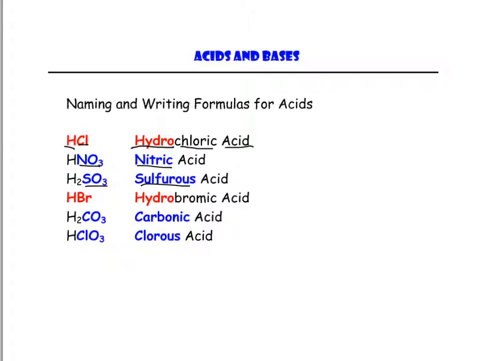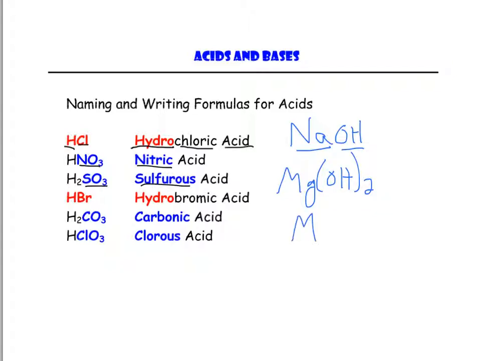Naming of bases is a little bit easier. So when we name a base, a lot of times it will just be like sodium hydroxide, written as NaOH, and we just write the sodium plus our hydroxide. Or we could have magnesium hydroxide, which would just be written as Mg(OH)2, because we have to balance our charges. Remember, magnesium has a +2 charge, hydroxide has a -1 charge, and this is just written as magnesium hydroxide.